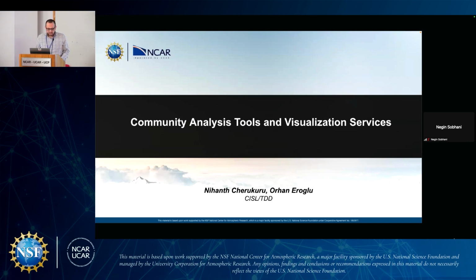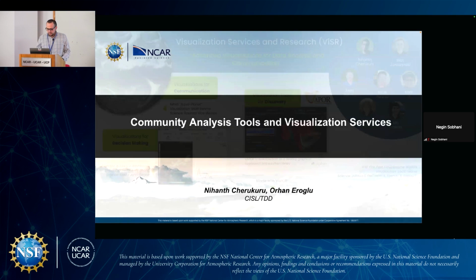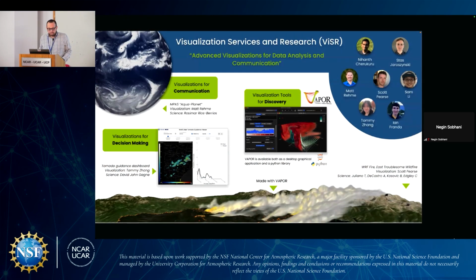Okay, this is about the community analysis tools and visualization services we provide. The Wiser team, led by Nihant, is a team of software engineers, visualization designers, and student assistants focused on advanced data visualizations. Wiser has collaborated with researchers, educators, outreach staff, and news outlets to communicate NCAR's science through data visualizations. Some of the products they have created include interactive dashboards, production quality videos and animations, and also Vapor.